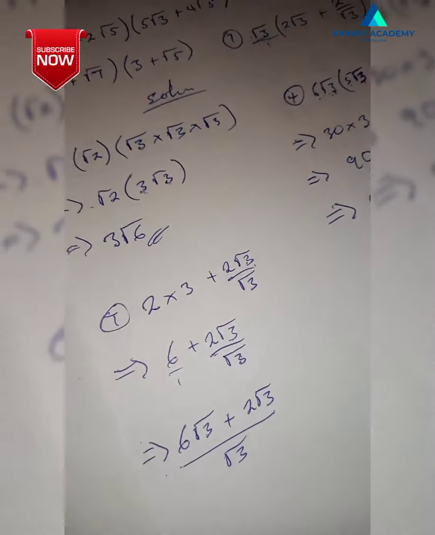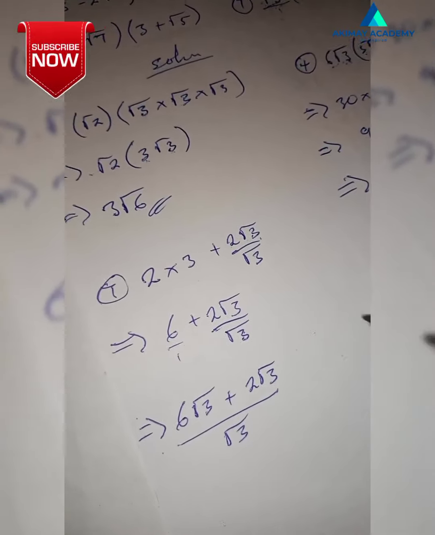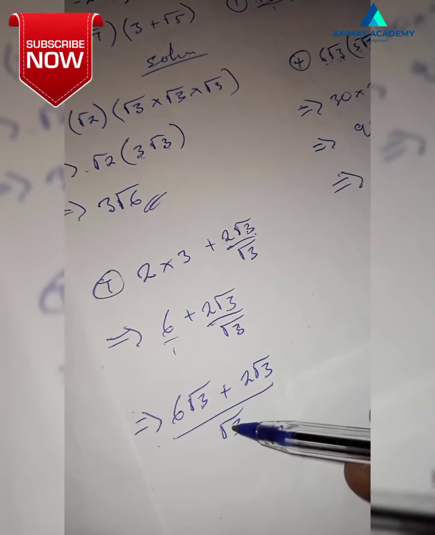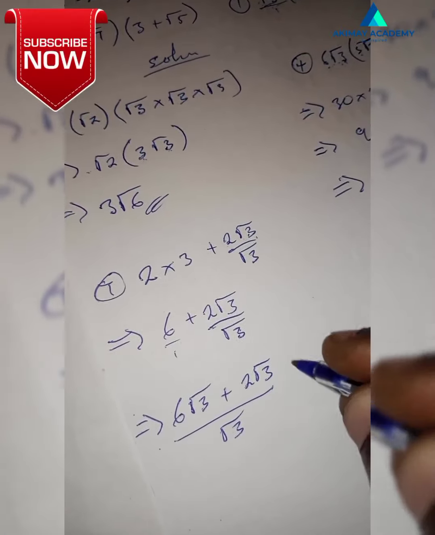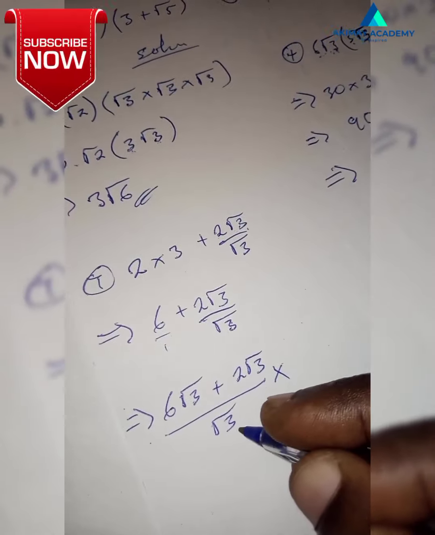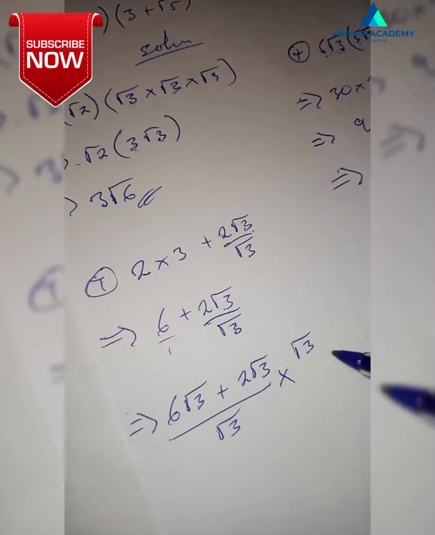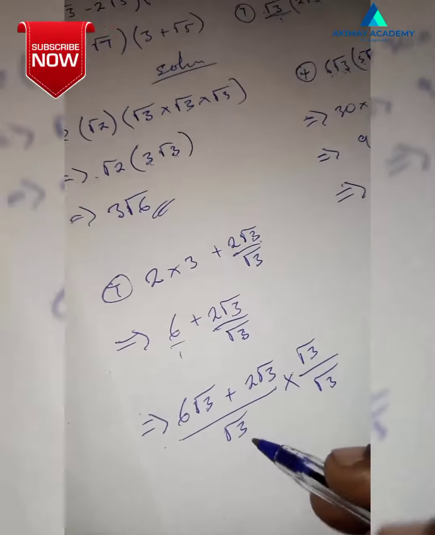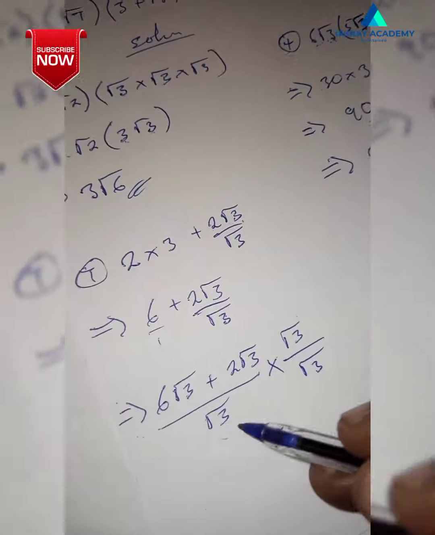Now, so what I was talking about as the rationalization. So what do we do? Here you can see there's a surd here, and we don't like it when there's a surd as a denominator. We don't prefer leaving your denominator as a surd. So what you have to do is you multiply both the numerator and the denominator by the denominator itself. So you multiply root 3 by the numerator, then you multiply the denominator also by root 3. So we are just multiplying both the numerator and the denominator by the denominator over here.